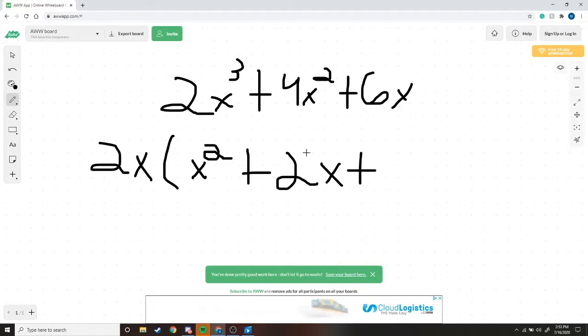Finally, we have 6x. We need to get 2x to 6x. To do that, we just need to get this 2 to 6. To do that, we just multiply by 3, and this is your answer. 2x times x squared plus 2x plus 3.